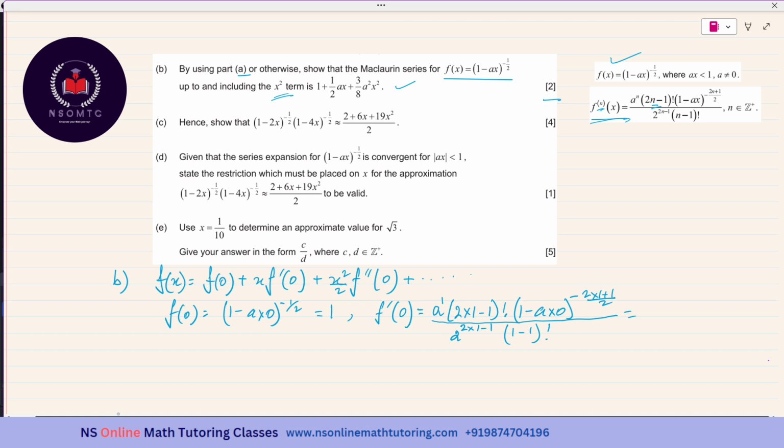So 2 to the power of 2 times 1 minus 1 and 1 minus 1 factorial. Okay, so this is equal to a to the power of 1 is e, and 2 times 1 is 2 minus 1 is 1, 1 factorial is 1, and this is a times 0, so 1 raised to whatever power it is, I don't care, it will be 1. And what about the denominator? 1 minus 1, 0 factorial is 1, and this is 2 times 1 is 2 minus 1 is 1, 2 to the power of 1 is 2. So this is a over 2, f dash 0, and f double dash 0.